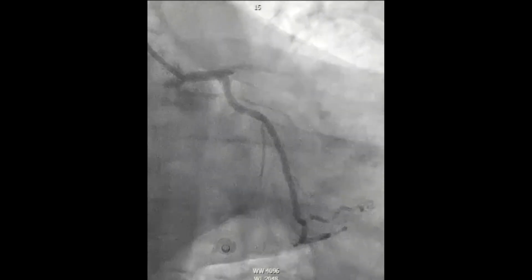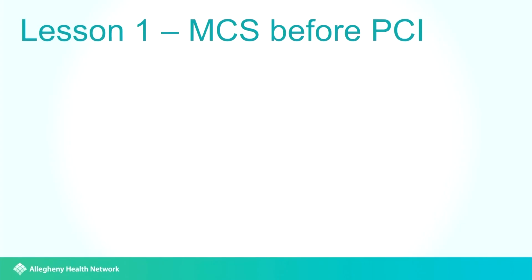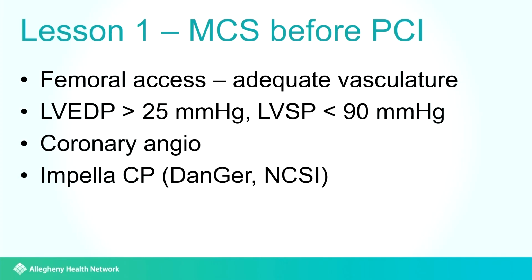And here you could see the culprit, proximal LAD stenosis. So lesson 1 is MCS before PCI, as previously discussed. So femoral access, make sure the vasculature is adequate, and you just need to obtain an LVEDP. A high LVEDP, lower systolic pressure, and a poor flow in the femoral angiogram actually tells you this patient is in cardiogenic shock. You don't need a right heart catheterization before you proceed for MCS or PCI. And in this patient, we should have supported this patient with Impella CP as per DanGer or NCSI.